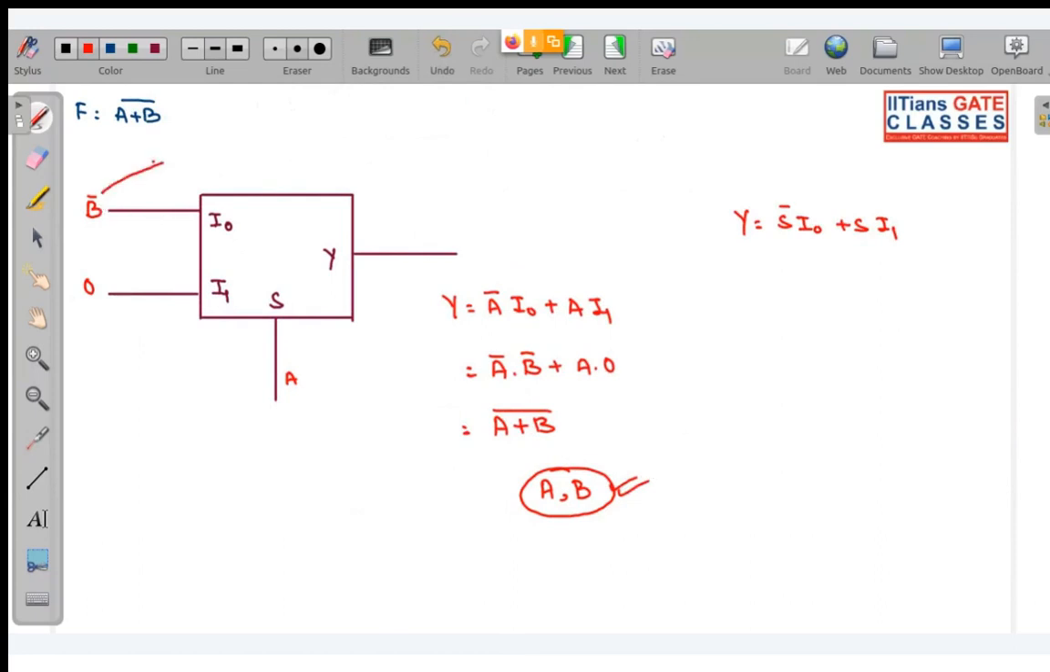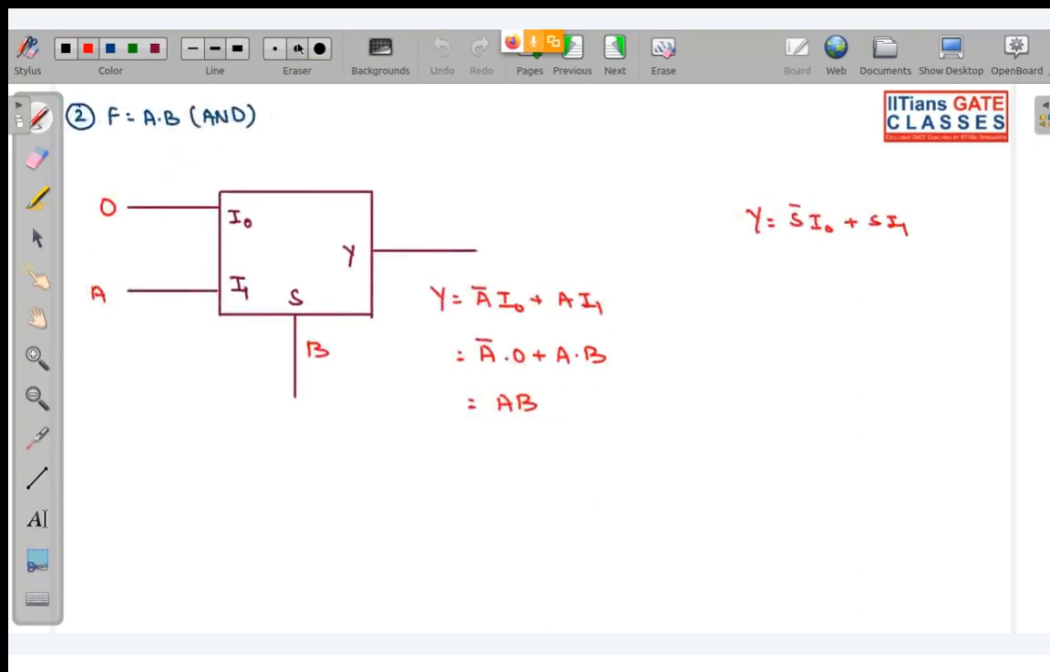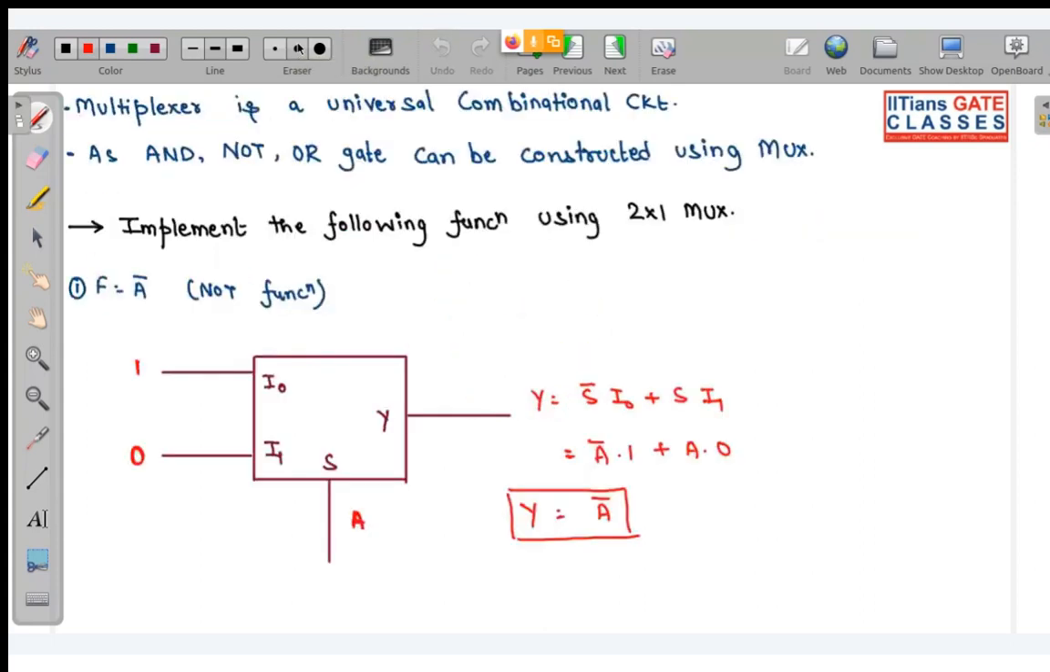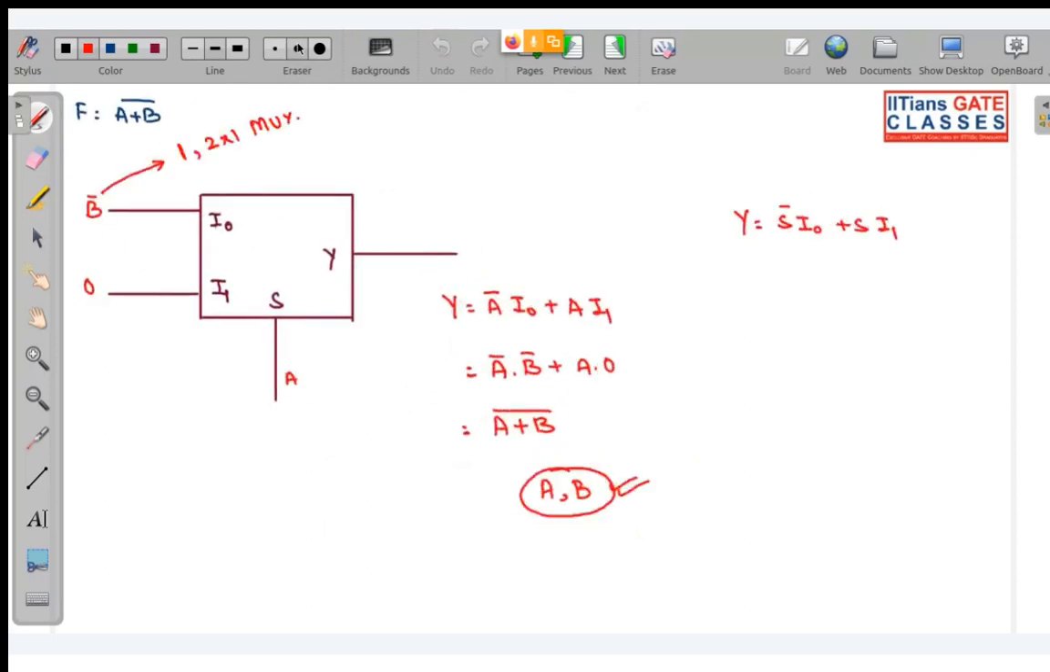So for generating this B complement, I require 2 cross 1 mux. In the last to last slide, we have seen how to make a NOT gate using 2 cross 1 mux. So this B complement will require 1 mux, and for implementing this NOR gate, I will be requiring 1 more mux. So in total, 2 cross 1 mux is required to implement A NOR B. Or you can even say 2 cross 1 mux and 1 inverter.